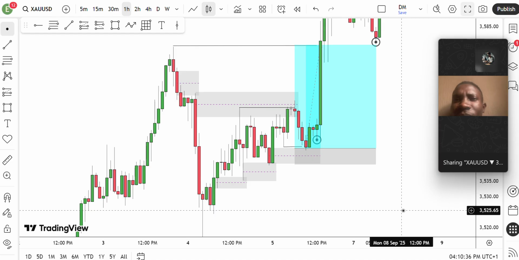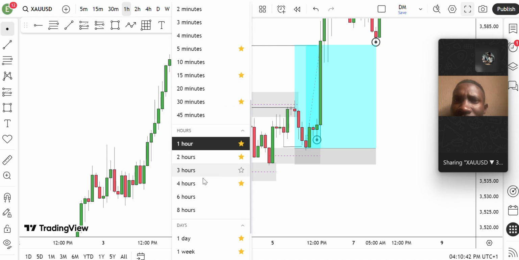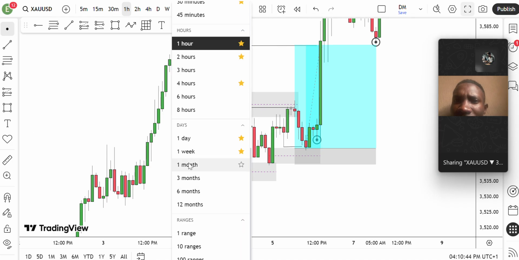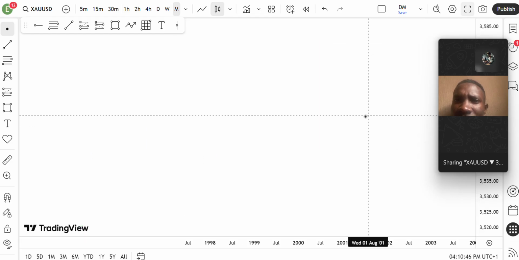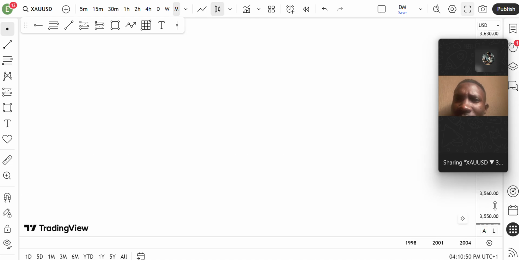Weekly is one of the biggest time frames. We still have the monthly time frame. So we have 1 month, there's 3 months, there's 6 months, there's all of that. Okay, where is my chart? Where are thou?